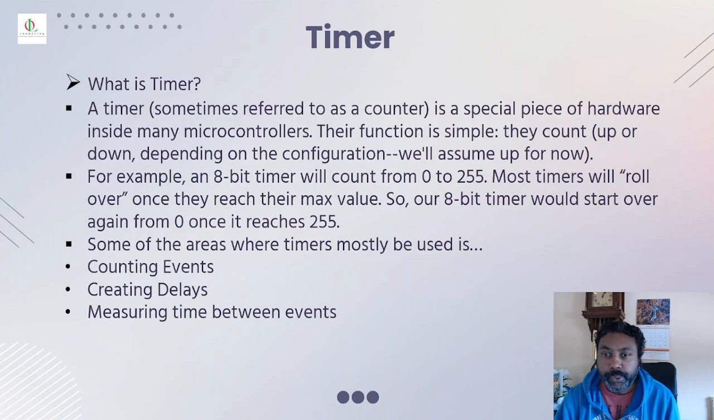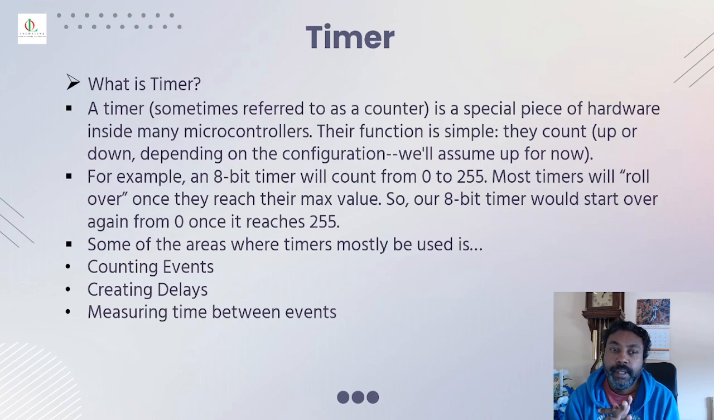We're going to use timer 2 in our program, so let's know a little bit more about timer. A timer sometimes can be referred to as a counter as well. It is a special piece of hardware that sits inside the microcontroller, and in many microcontrollers, including STM32. We're going to use timer 2 in this example. Their function is simply either to count up or count down as per the configuration. By default, this timer counter will be set as an up counter. If you want to do the down counting, then you need to change the configuration to a down counter.